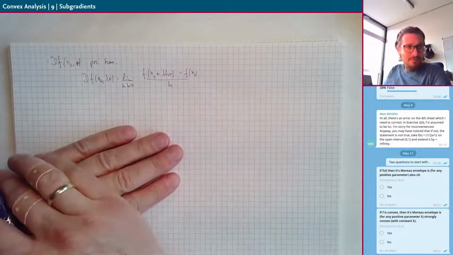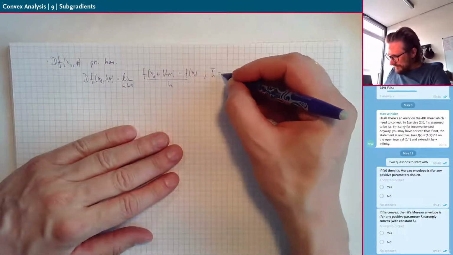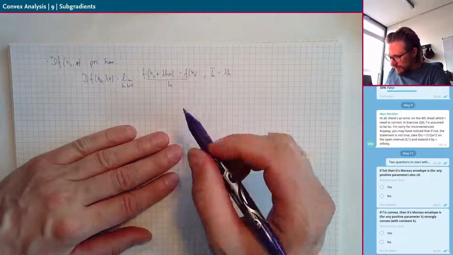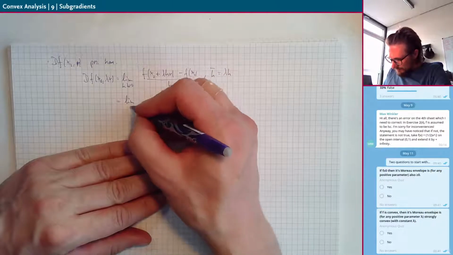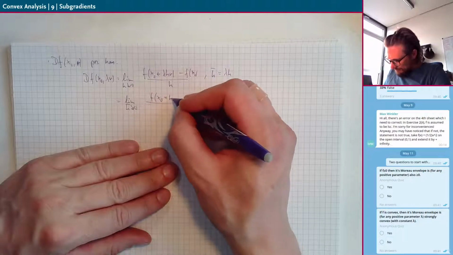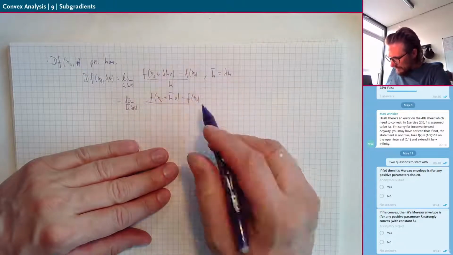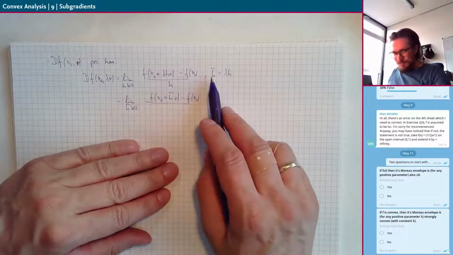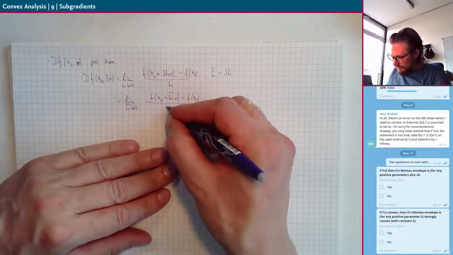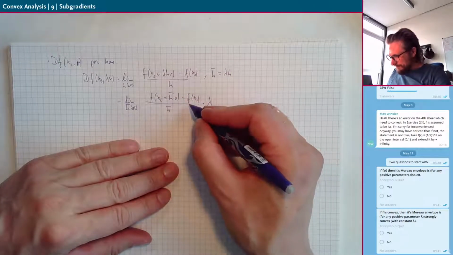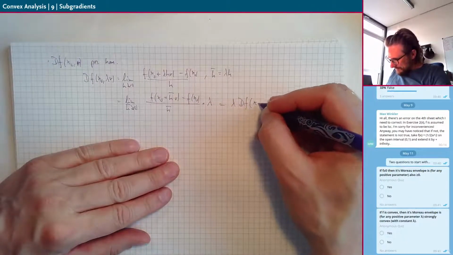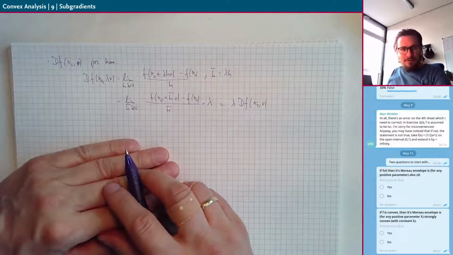H decreases to 0. And what we now do is we take h bar as lambda times h. So if h goes to 0, h bar also goes to 0. So that's the same limit of h bar down to 0. Of course, above here we have x0 plus h bar times v minus f of x0. And down here, if we substitute h bar equals lambda h, h is h bar over lambda, so this is h bar, and all is multiplied by lambda. And so do you see that this is exactly lambda times the directional derivative of x0 in direction v. So it's a simple substitution.